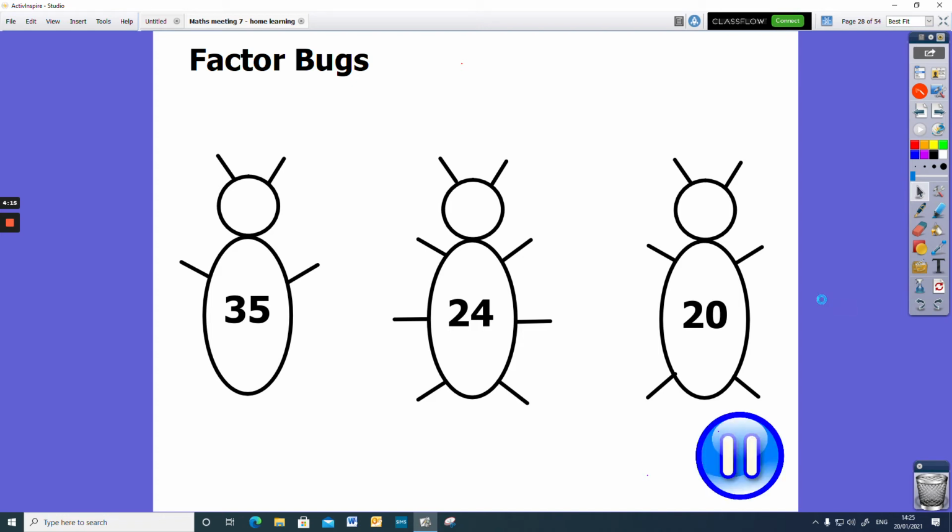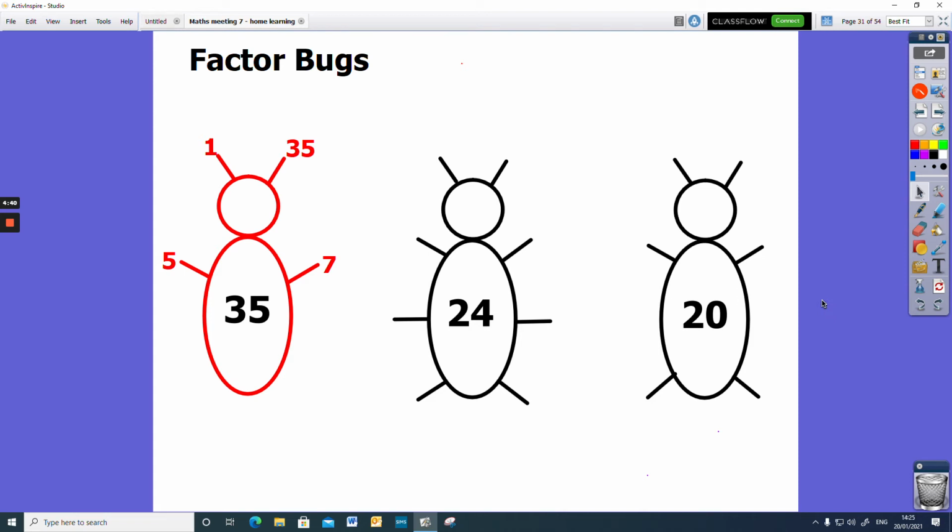Okay, let's see, shall we? Let's start with our 35. Now, the antenna tells us that it's got to be 1 and 35. All numbers have 1 and themselves as factors. What other times tables is 35 in? 35 is also in the 5 times table and the 7 times table. 5 times 7 is 35.